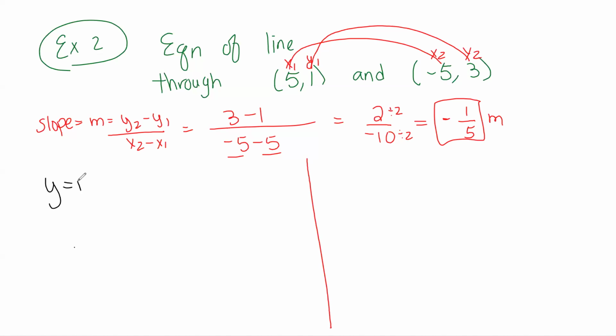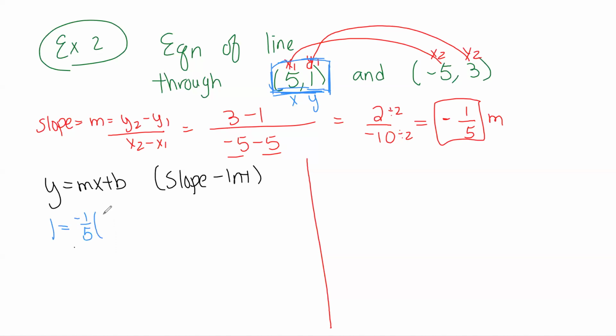So I'm doing the y equals mx plus b method, which is with the slope-intercept form of a line. I am going to use the first point. When I can avoid negatives, I will, right? I can do negatives, of course, but this one's just going to be easier to do arithmetic-wise. So this is x, this is y. So we have 1 equals the slope we just got, -1/5, times x, which is 5, plus b.